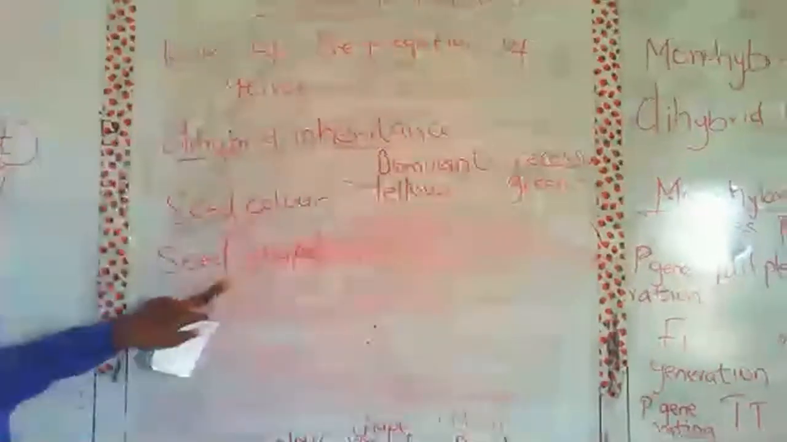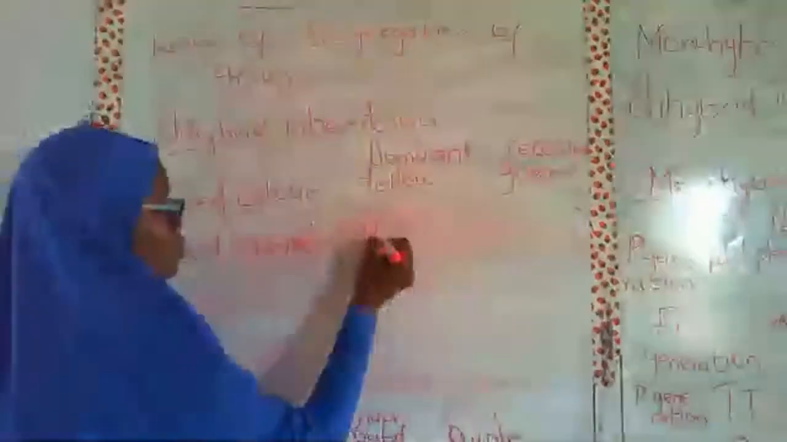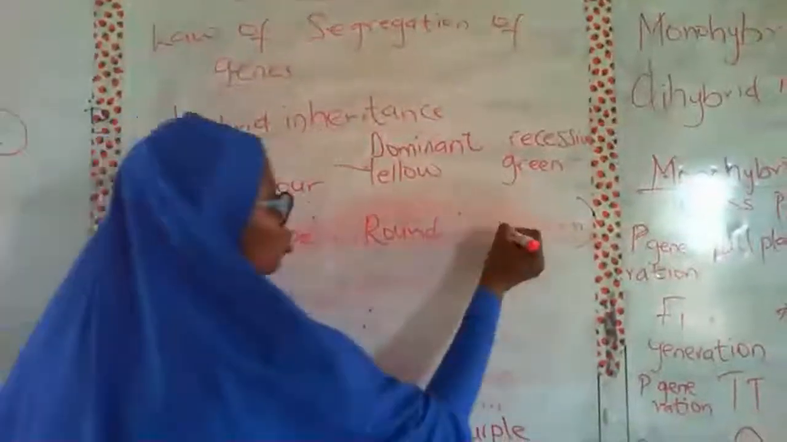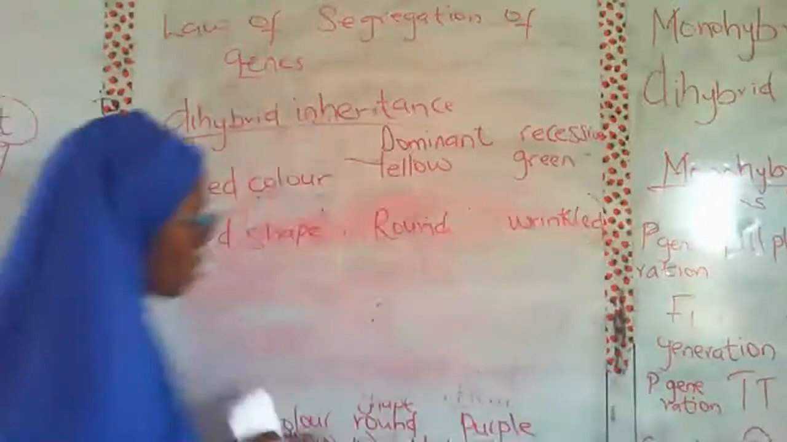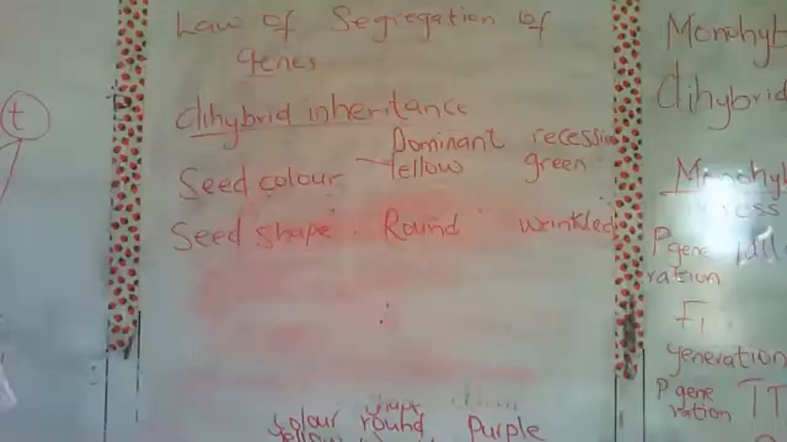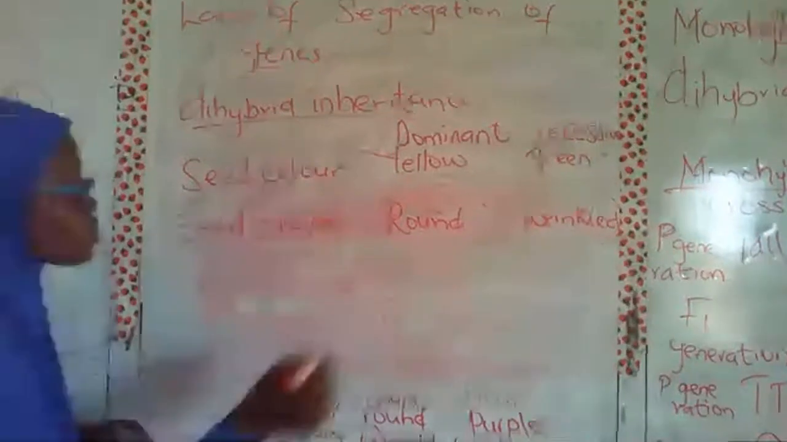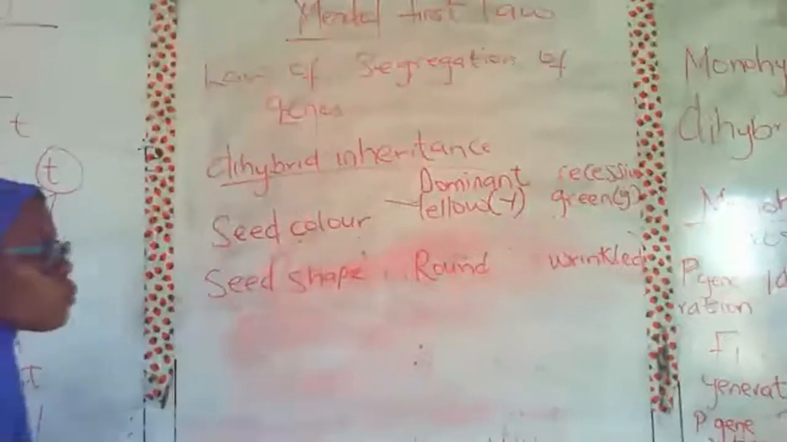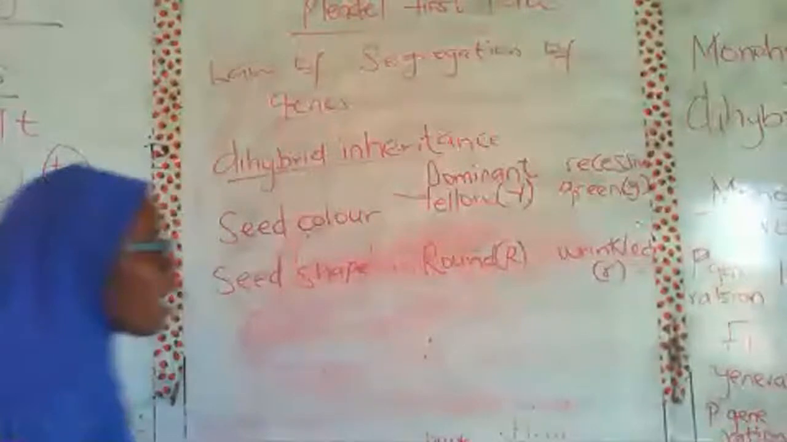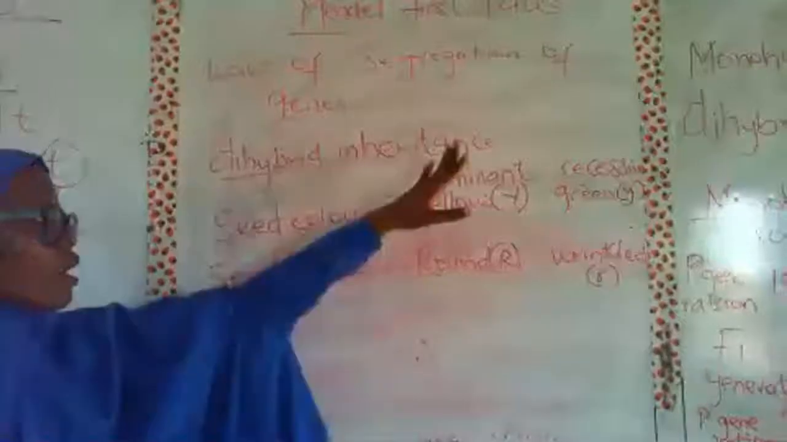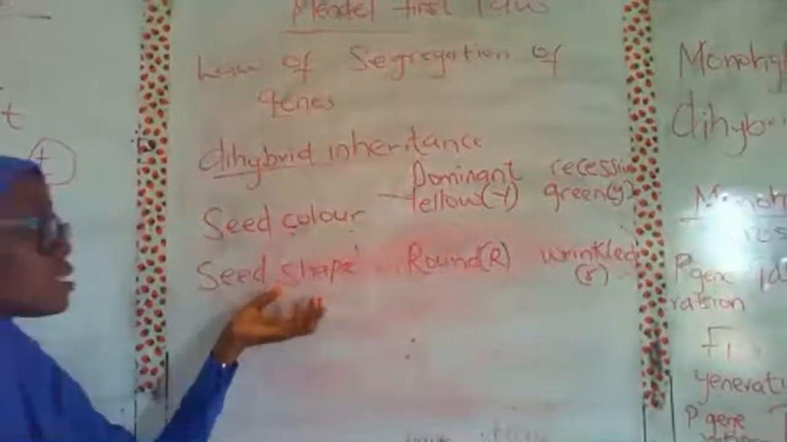Then the seed shape was round and wrinkled. If you remember when I was listing the characters used, round and wrinkled. The seed color was represented with capital letter Y because it's the dominant. Then the green, which is the recessive, is represented with small letter y. The round seed shape is represented with capital letter R, then wrinkled with small letter r. So it made use of two characters: the seed color, then the seed shape.